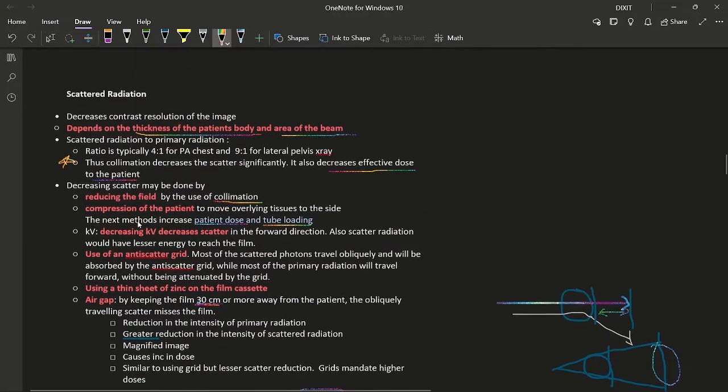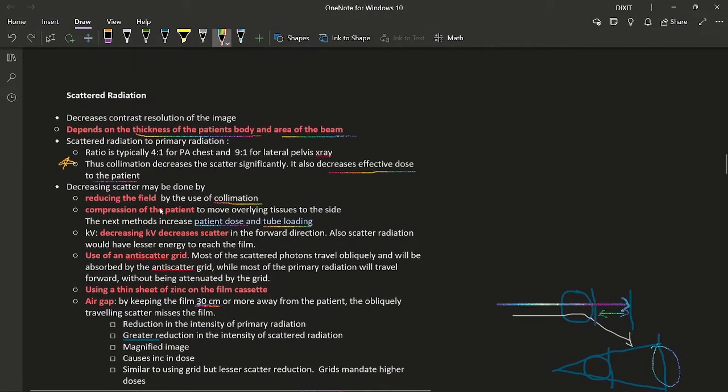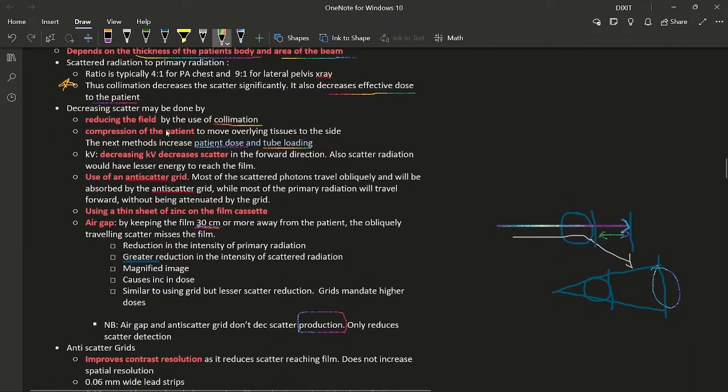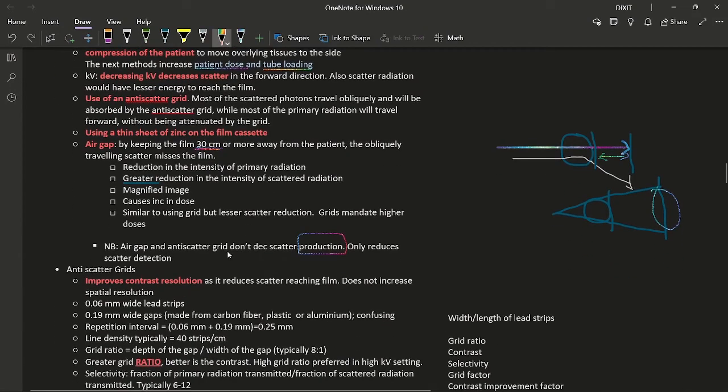So if you compare all the rest of the techniques like reducing the field, compression of the patient, all these methods are actually decreasing the amount of scatter that is being produced. But both air gap technique and anti-scatter grid don't decrease scatter production; all they do is reduce scatter detection. So just pay attention to this in case they ask. They might give you a sentence like air gap decreases scatter production. So if we don't pay a lot of attention, we might mistake it.